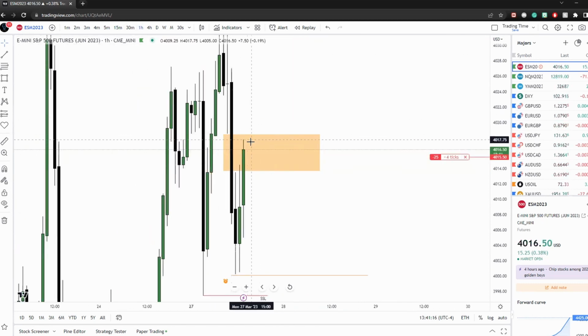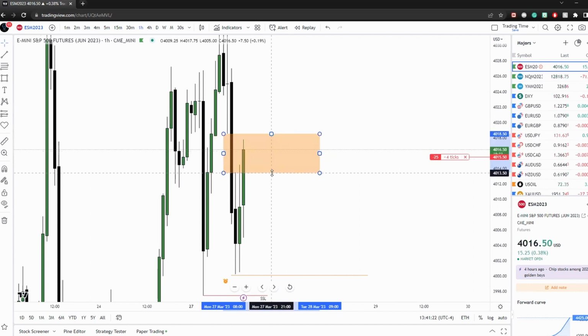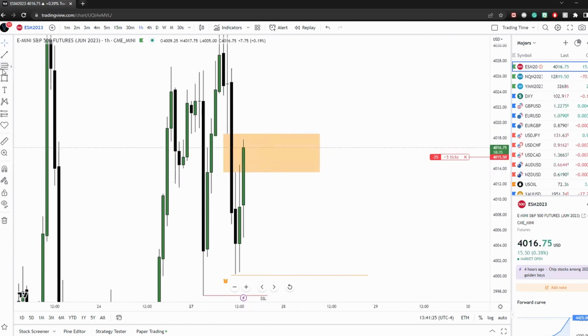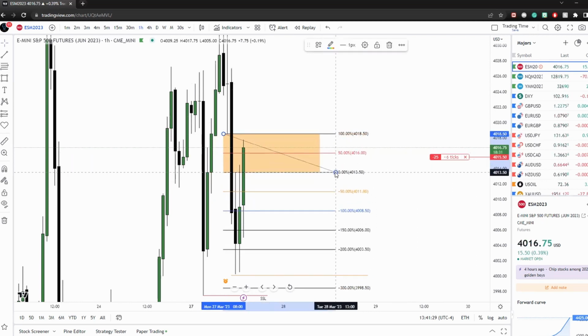Yeah, right there. So see price resting right there. Right. Once an encroachment of this, boom.